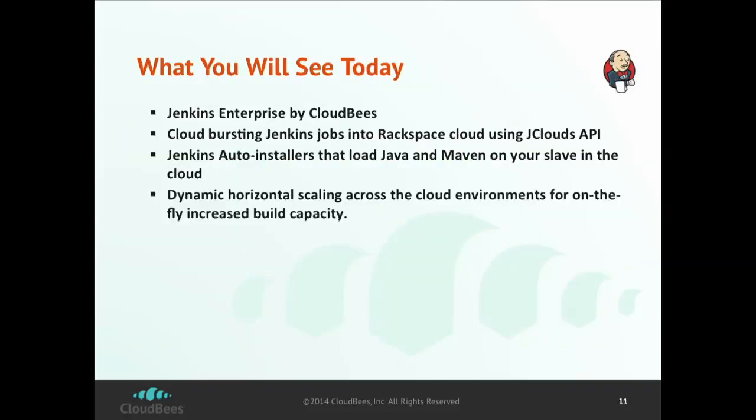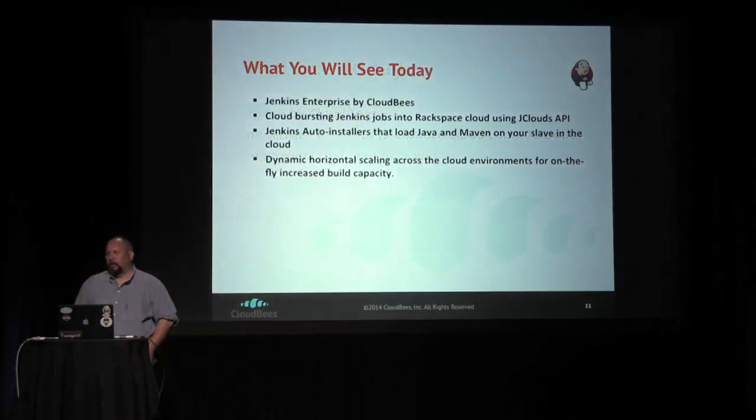What you're going to see here today, you're going to see Jenkins Enterprise by Cloudbees. You're going to see Jenkins bursting into a Rackspace cloud using instrumentation provided by the JClouds API and the JClouds plugin. You're going to see dynamic horizontal scaling across cloud environments for on-the-fly increased capacity.